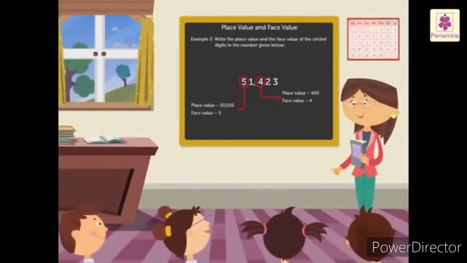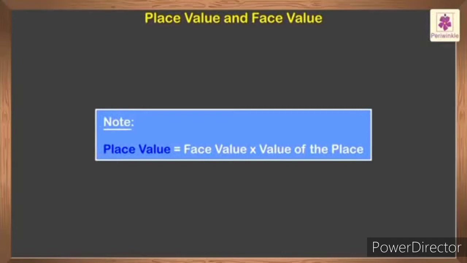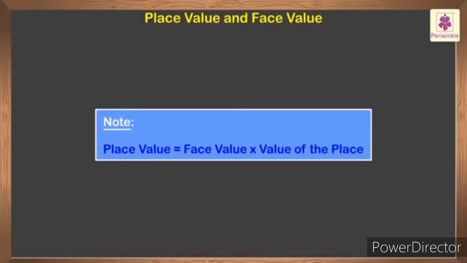Wasn't it easy to understand the place value and face value of a digit? Note that the place value of a digit is equal to the face value of that digit multiplied by the value of its place.